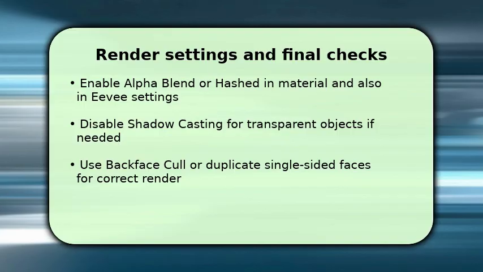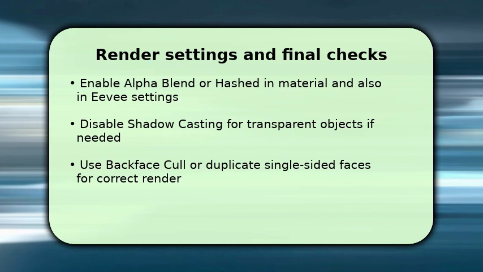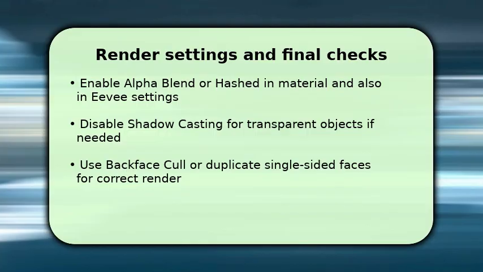Make sure normal directions remain consistent. If you still see invisible sections, duplicate faces for single-sided meshes or enable backface culling. If problems persist, recheck UV alpha channels and swap between straight versus premultiply.